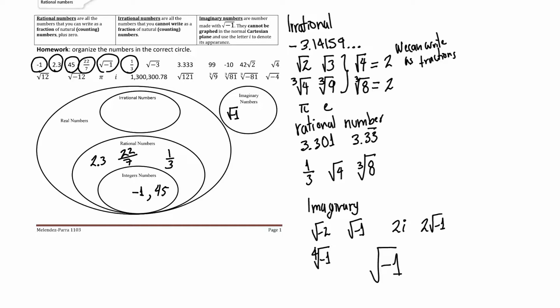Square root of 3 is also imaginary. Once again, the idea is that you have a negative square root. So, that's there. 3.333 is a rational number because it finishes after the third decimal. If it is a finishing decimal or a repeating decimal, then it's a rational number. Otherwise, you could categorize it as an irrational number. 99 is an integer, so it's -10.